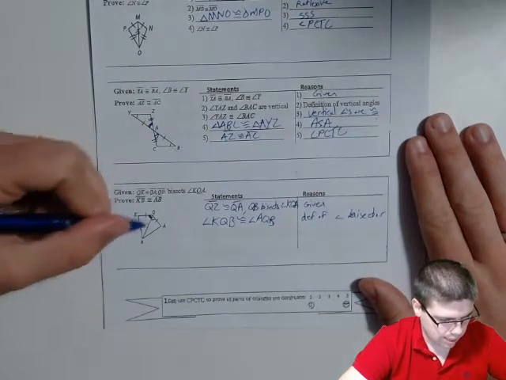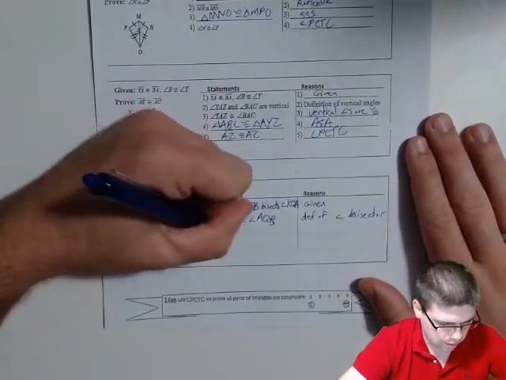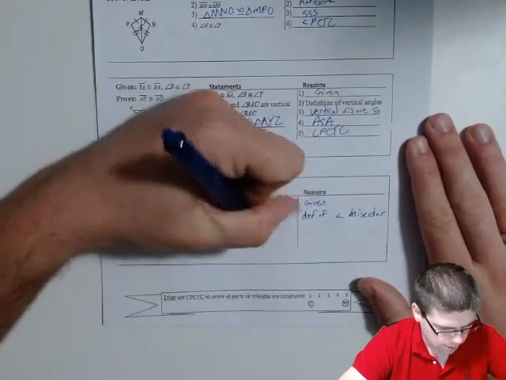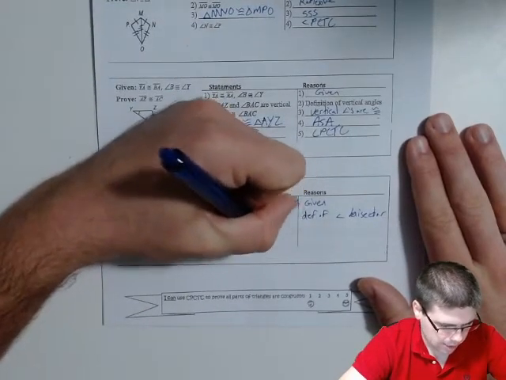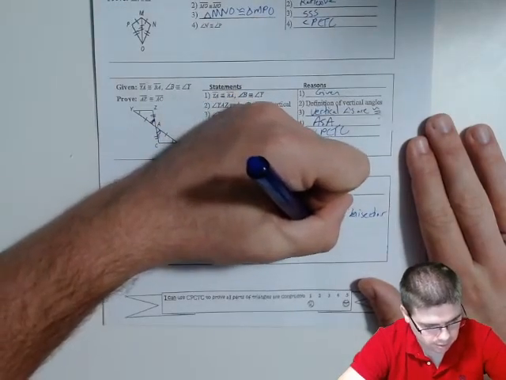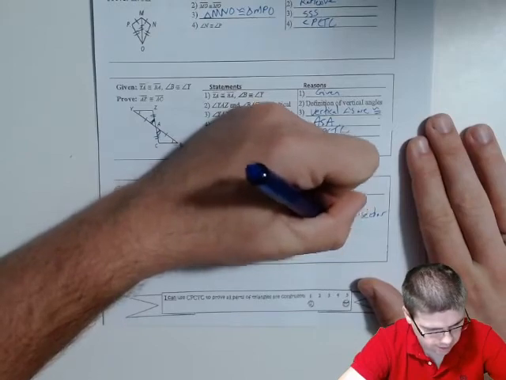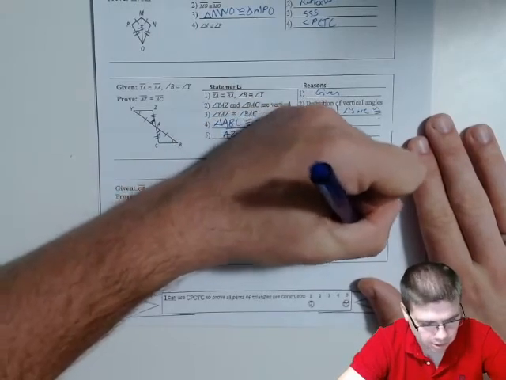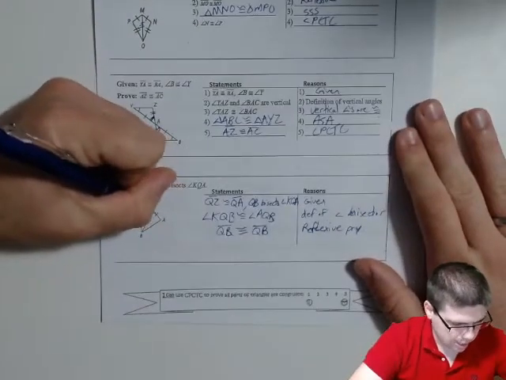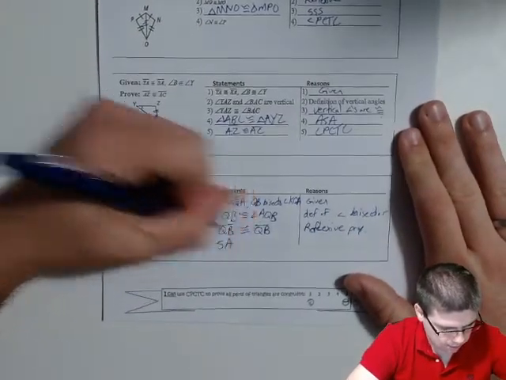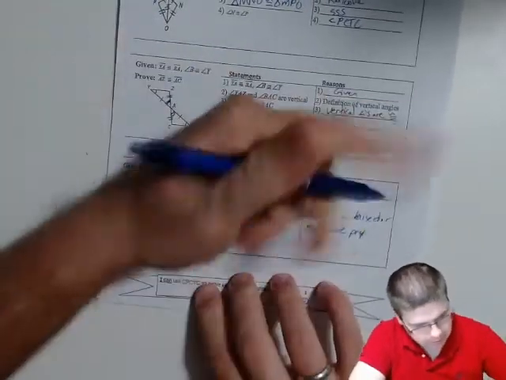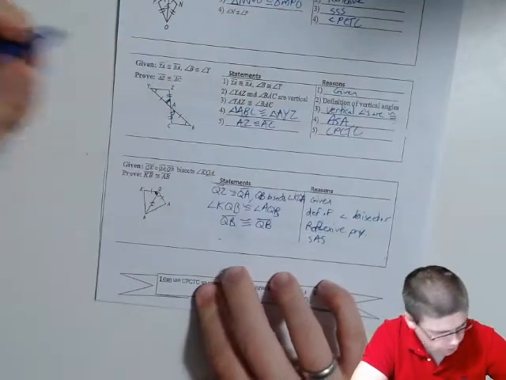So we got a side and angle. Well, we can say QB is congruent to itself. Segment QB is congruent to segment QB. That is the reflexive property. And then I've got side, angle, side to show that the triangles are congruent.